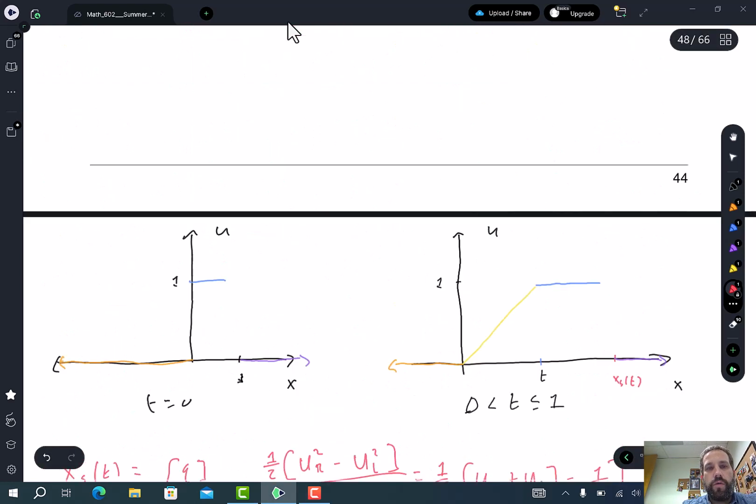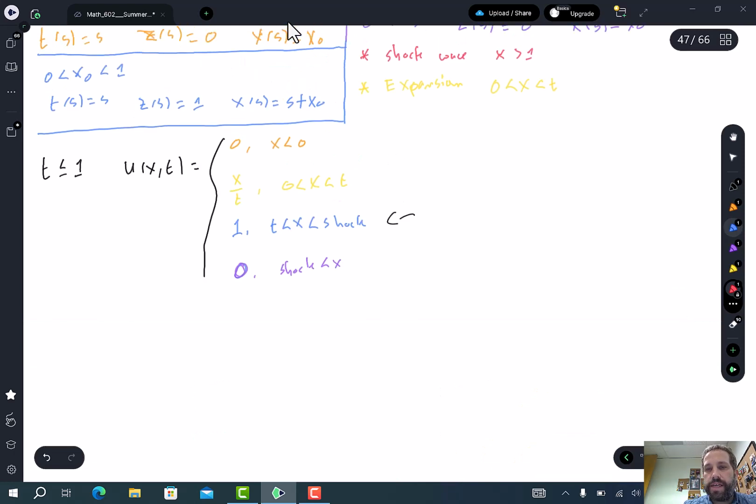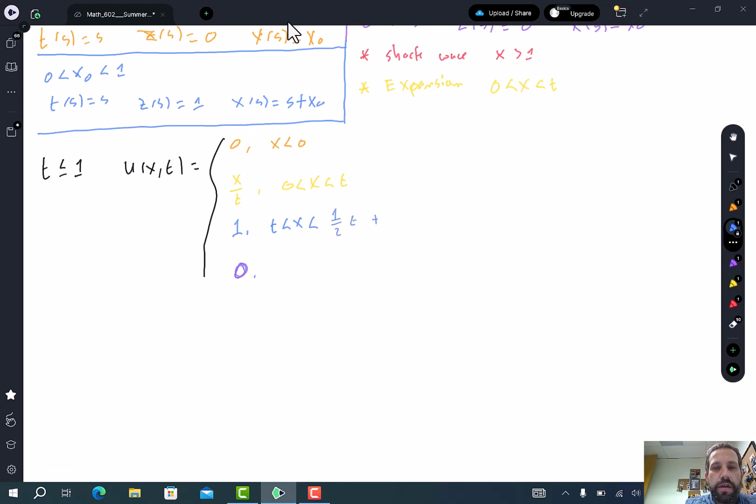So I can actually come up here and replace this. I know my shock, so I can now replace my shock. So this is going to be less than 1/2 t plus 1, and the purple part is going to be equal to 0 when 1/2 t plus 1 is less than x. And again, so far all of this is for t less than or equal to 1. So let's see how we can analyze the problem when t is greater than or equal to 1.